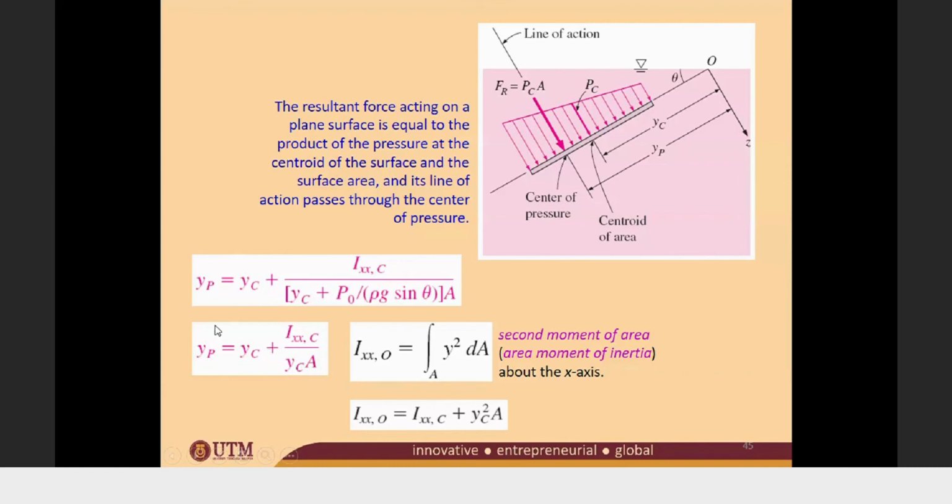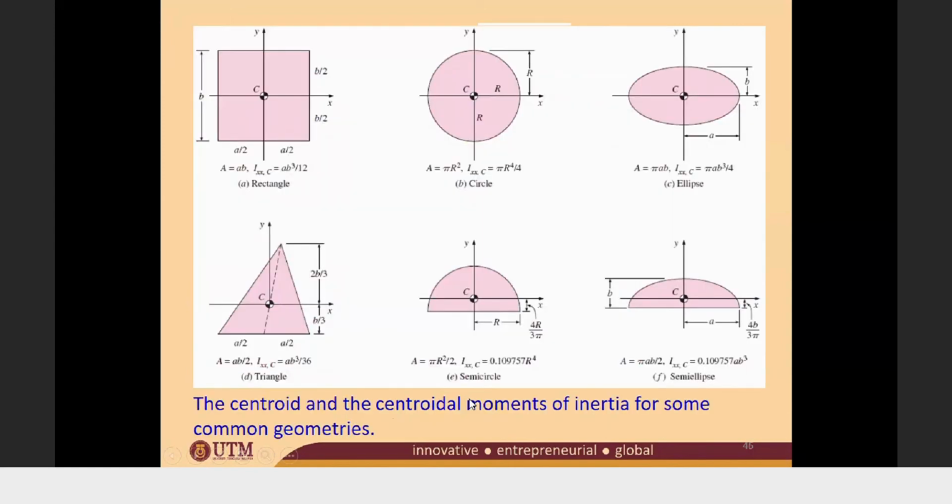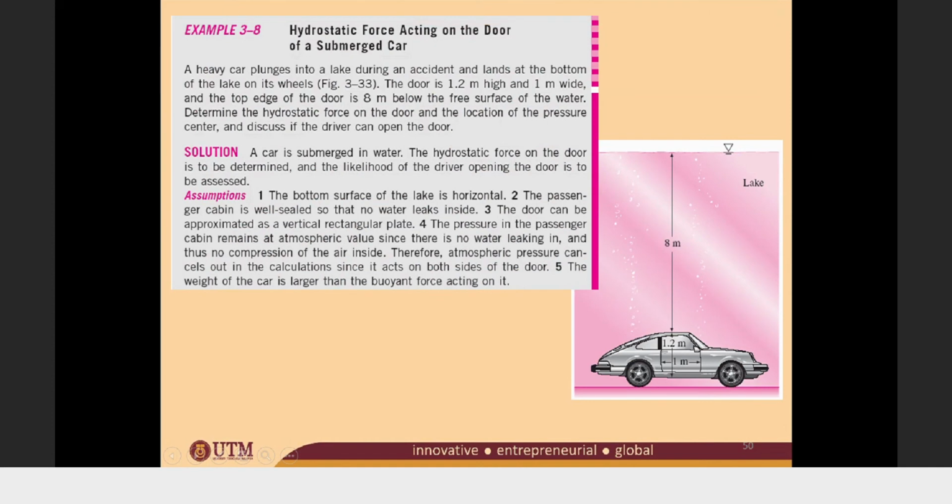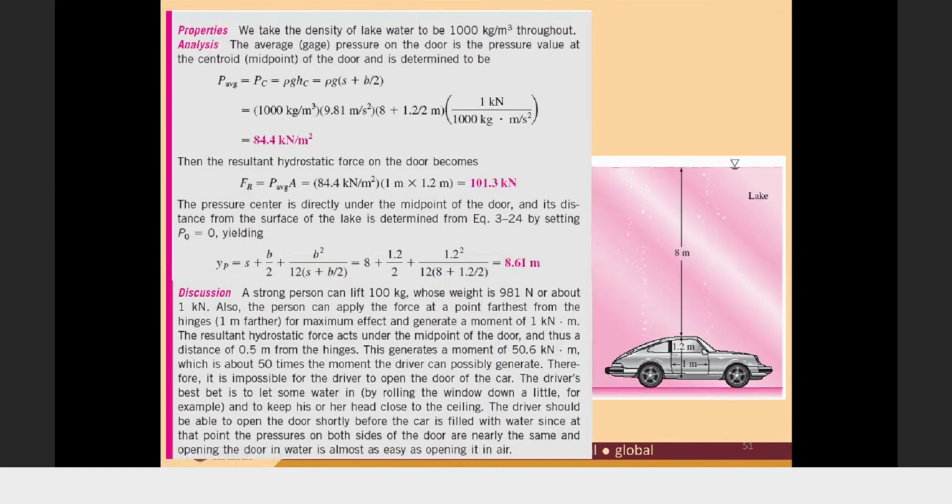Okay, so you use this formula. yp equals yc plus Ixx over yc A. Okay, so I see: yp equals yc plus Ixx over yc A.